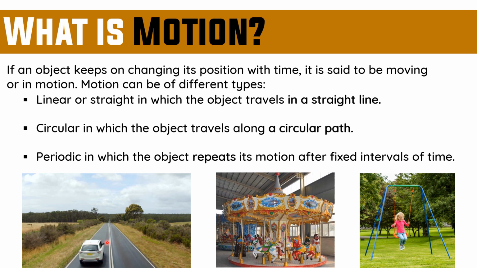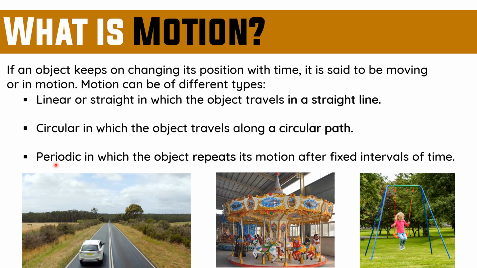Example, this car. In this picture you can see the car moving on a straight road. There are no curves. It is a straight road, so it is called linear motion. Second one, circular, in which the object travels along a circular path. So any object that travels along a circular path, we can call it circular motion. In this picture you can see a merry-go-round, the hands of a clock, and the pedal of a bicycle in motion. These are all examples of circular motion.